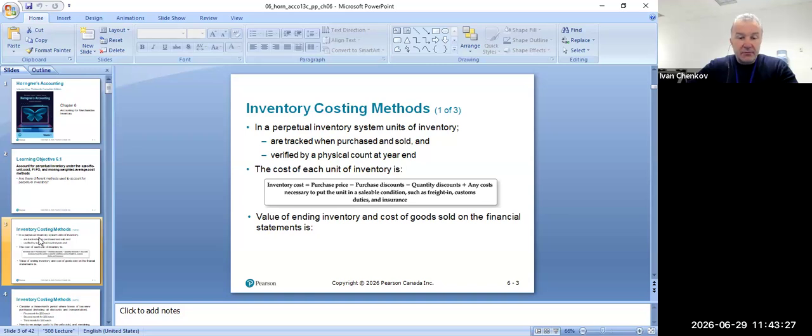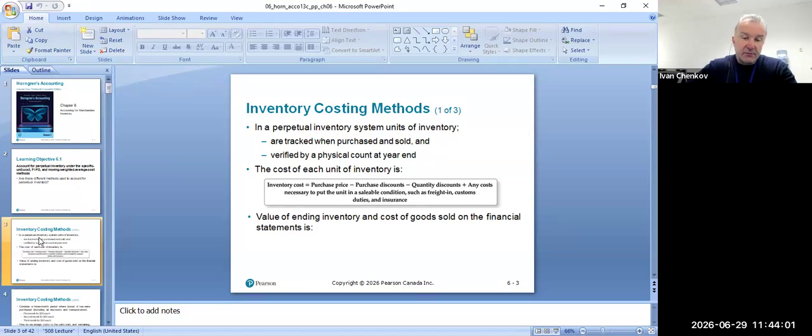Now in the perpetual inventory system, we already saw the system itself tracking the purchases and sales. The only thing that we have to do at the end of the period is verify with a manual count that what we have in the system matches what we have on the shelves. If everything is matching, then we can easily come up with the cost of the inventory that we're selling.